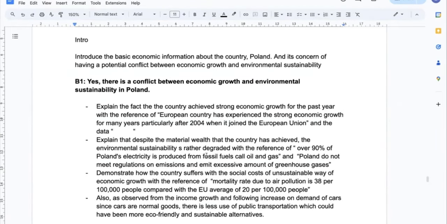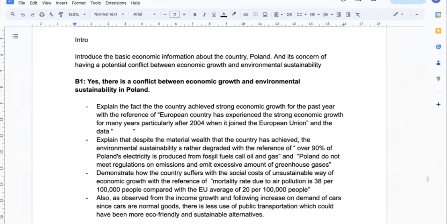In body 1, I should discuss the idea that there is a possible conflict between economic growth and environmental sustainability in Poland. First, I should point out the fact that the country achieved strong economic growth for the past year with the given reference. And then I should further prove that despite the material wealth that the country has achieved, the environmental sustainability has been rather degraded with the given reference.